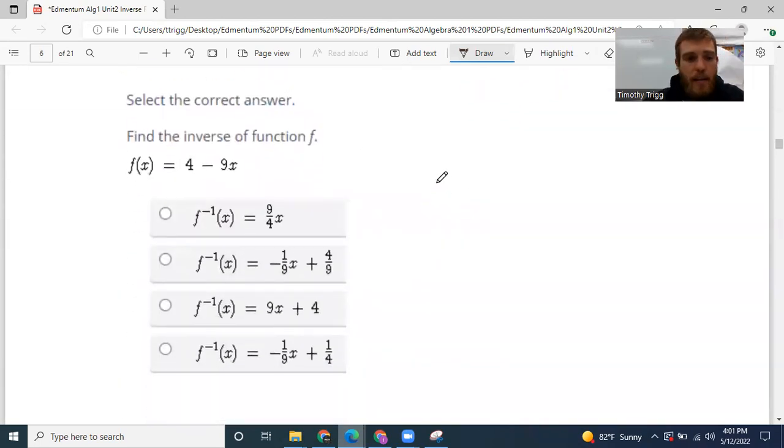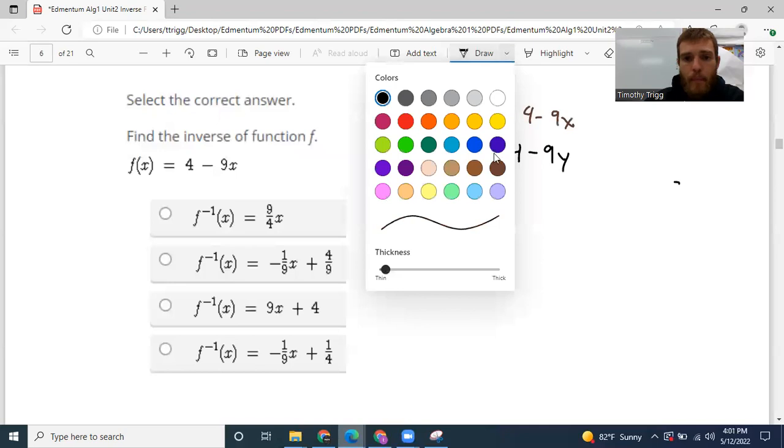This one's the same idea. We're going to replace f of x with y. So this is y equals 4 minus 9x. Swap the x and y with each other. So x equals 4 minus 9y. And now our goal is simply to solve for y.